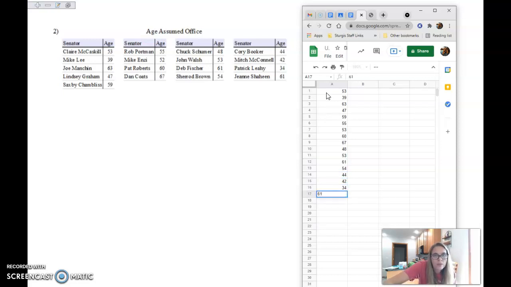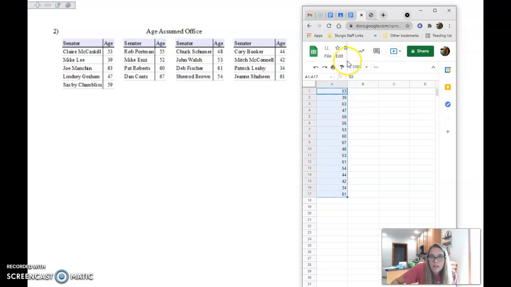34, and 61. Now, you can just order these by hand. It does not have to be on this Google Sheet, but I'm being lazy. So I should have 17 data values. So I got 1, 2, 3, 4. 4 times 4 is 16, plus 1 is 17. So I'm good. So what I'm going to do is I'm just going to highlight this column.